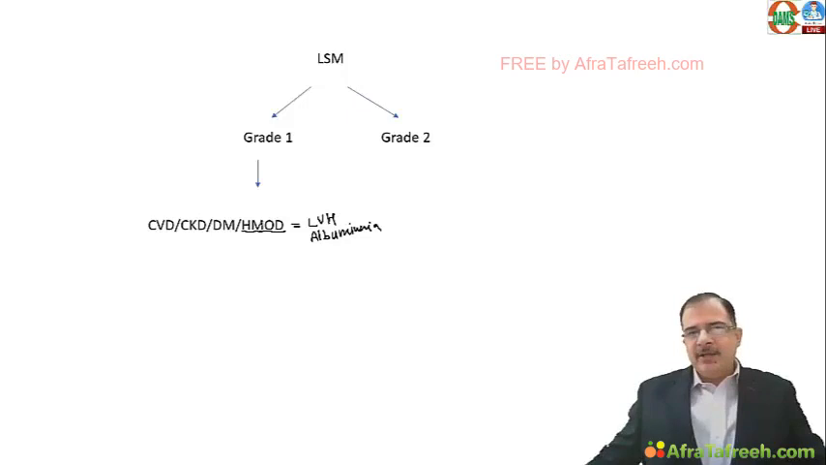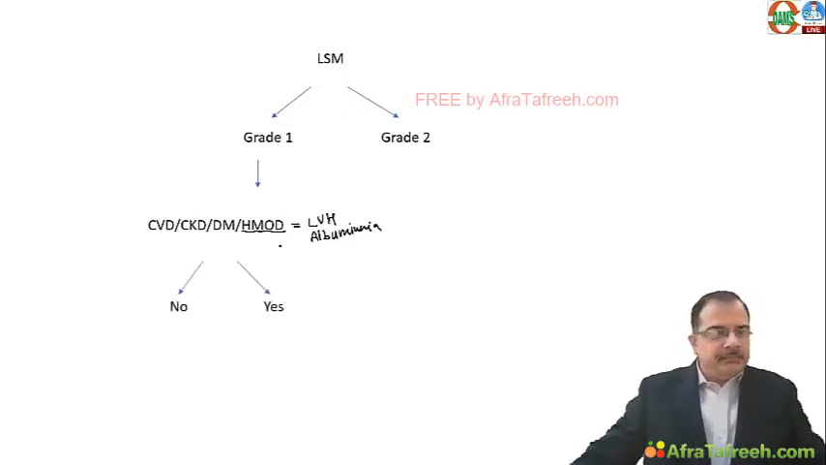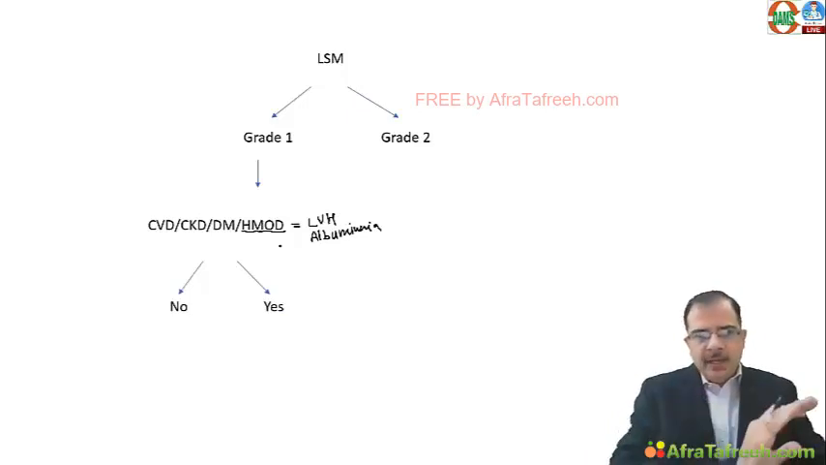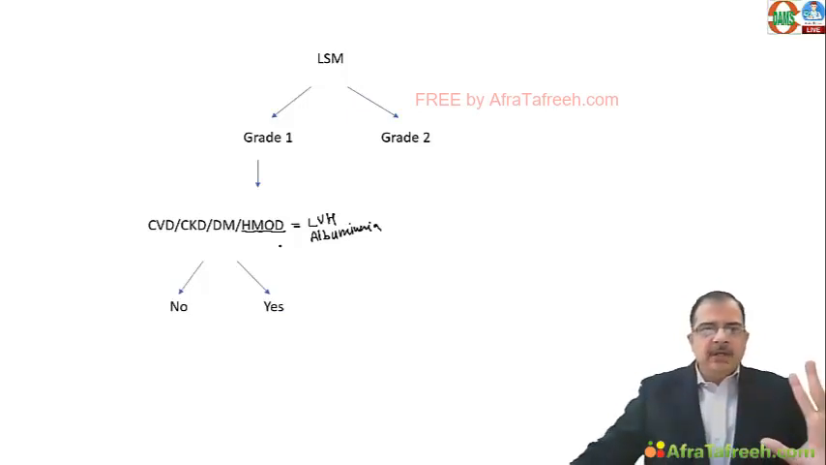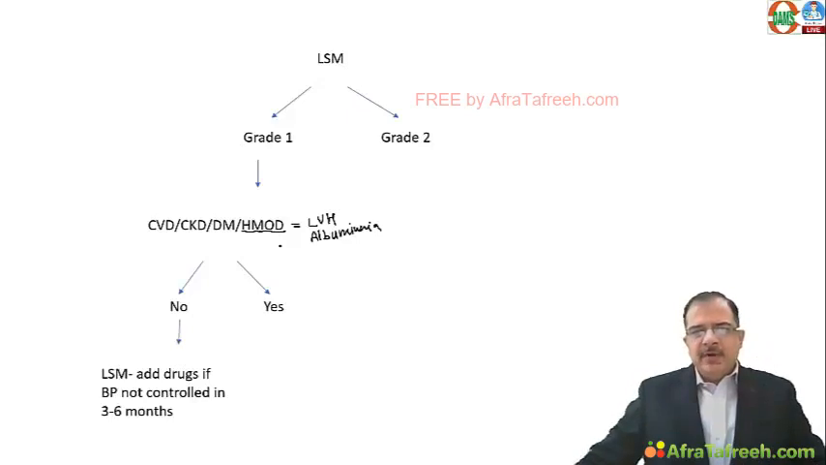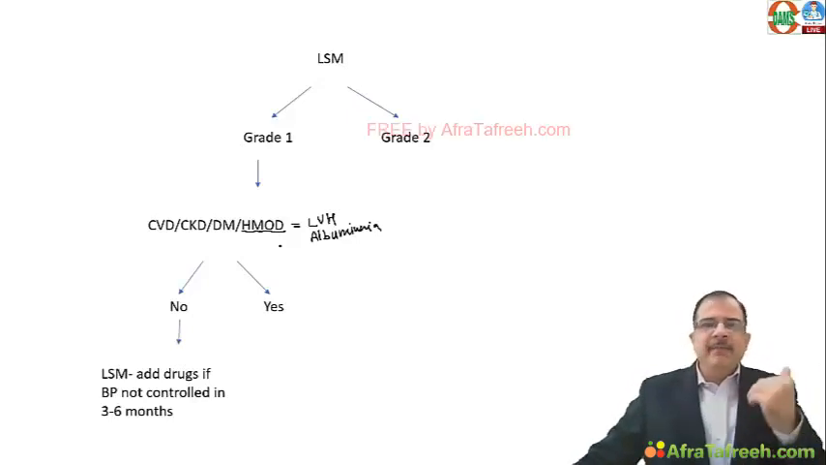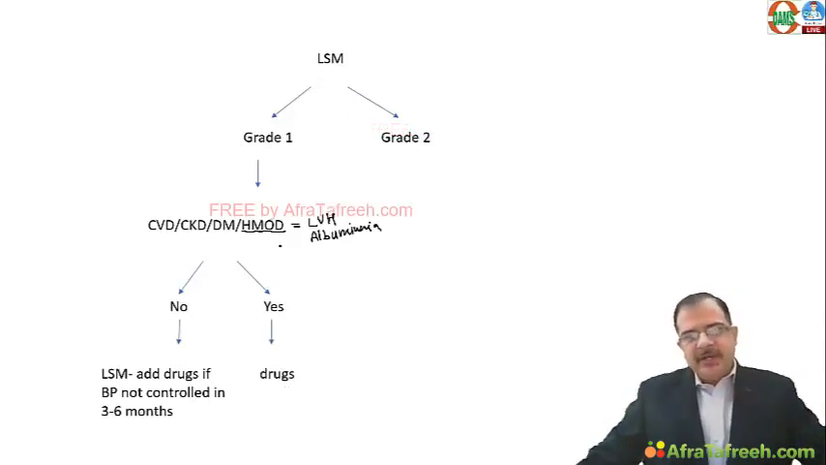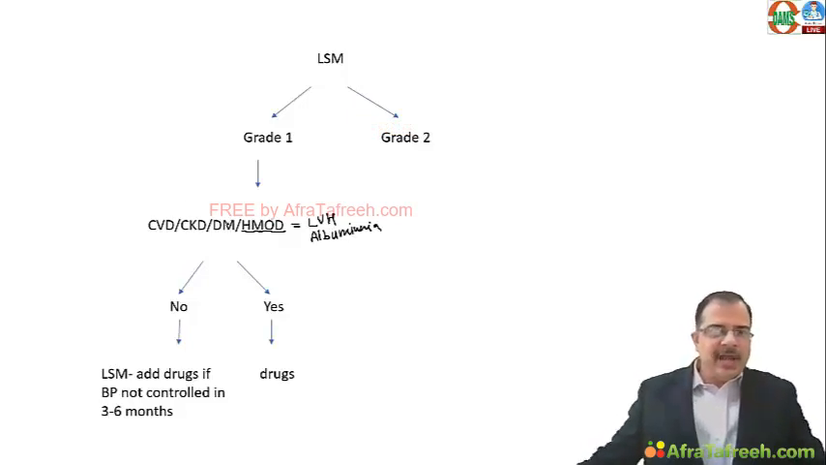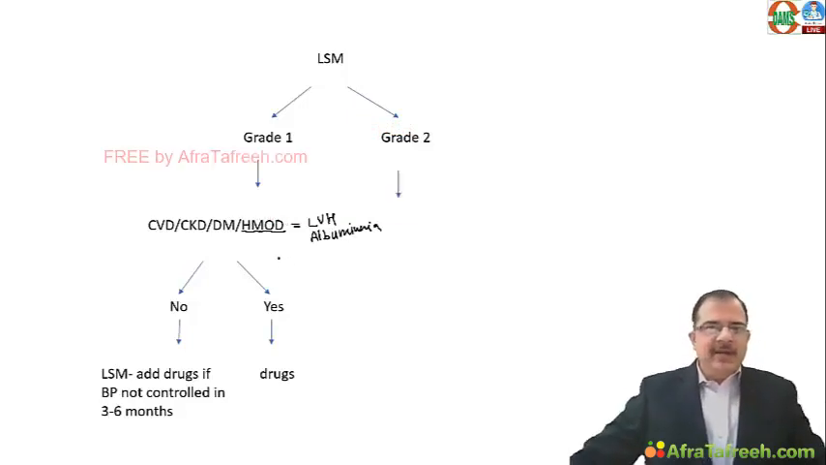So this is hypertension mediated organ damage. If none of these 4 conditions is present, you continue with lifestyle modification and add a drug if BP is not controlled in 3 to 6 months. While if yes, then add the drugs straight away in grade 1: CVD, cardiovascular disease, CKD, diabetes, and hypertension mediated organ damage. While in grade 2, straight away start with the drugs.